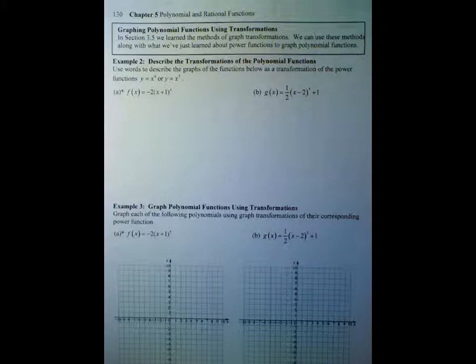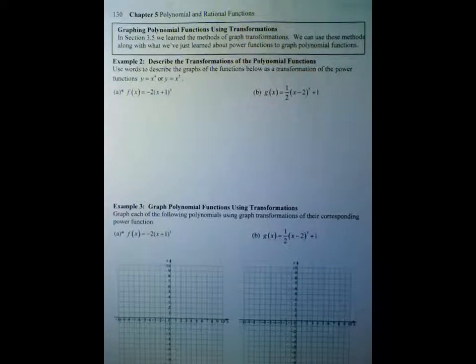So we have a visual now in our mind of what the even functions look like and how they behave, and what the odd functions look like and how they behave. So we want to use that information plus what we know about transformations to describe and graph these. Notice in example 2, we just want to describe what transformations are occurring from the parent function, and then in example 3, we want to actually graph the same two.